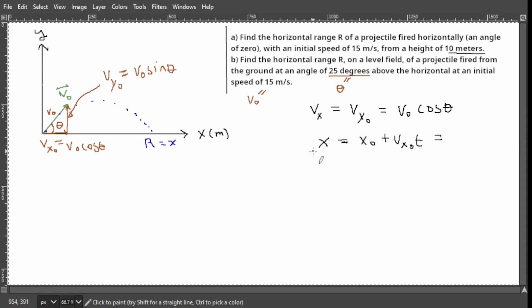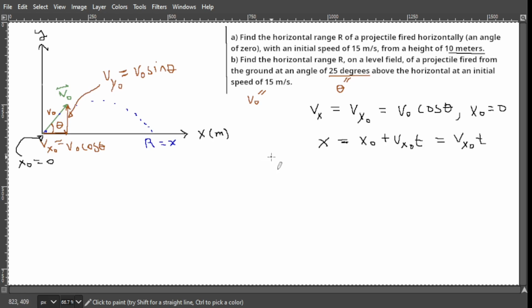In this particular case, I know that x0 is equal to 0, so this is just going to be vx0 t. As before, we just assume that we shoot from the location where x is equal to 0. That is, we put the origin of our axes right where we shoot the projectile from.